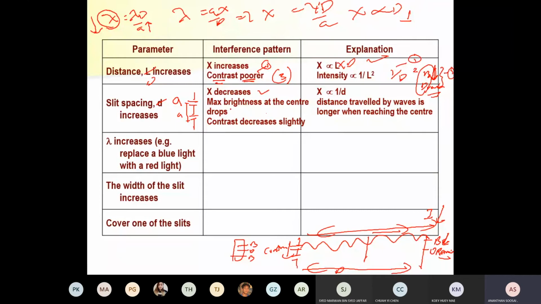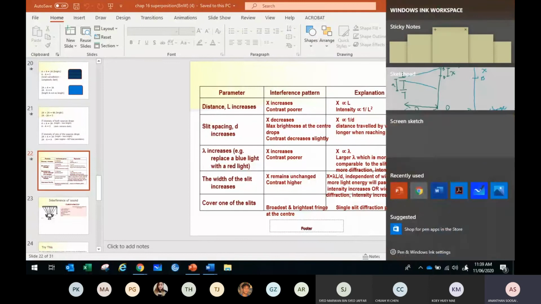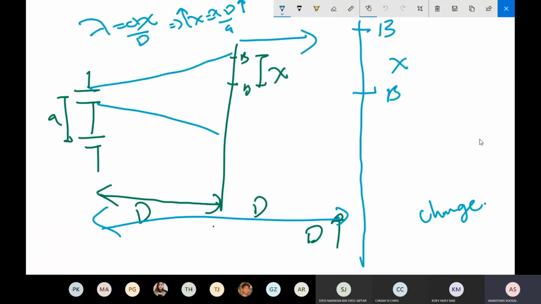Why does the maximum brightness at the center drop? Anyone? Because again, the distance traveled by the wave is longer now when reaching the center. Do you agree? What I'm trying to say is, again the slide. You see here.